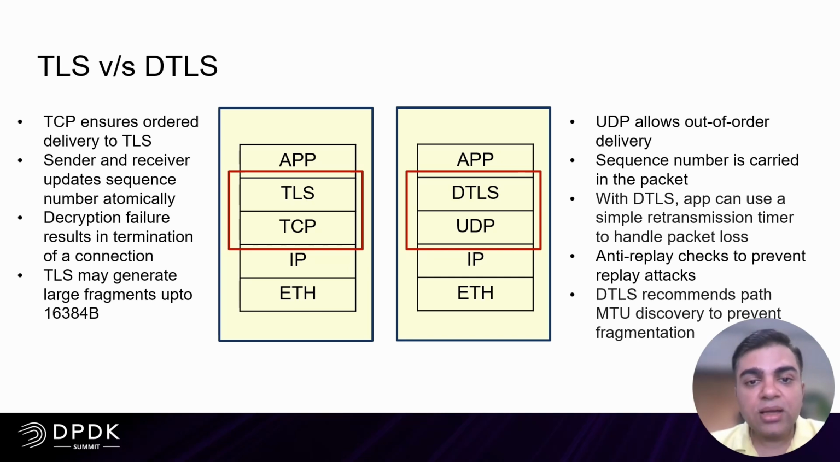In case of TLS, a decryption failure will result in termination of the connection, while in case of DTLS, timers are added for retransmission to handle packet loss. Anti-replay checks are also added in DTLS to prevent replay attacks, similar to what we use in case of IPsec. Since TCP can handle large fragments, TLS may generate packets up to 16 kilobytes, while DTLS recommends path MTU discovery to prevent fragmentation.